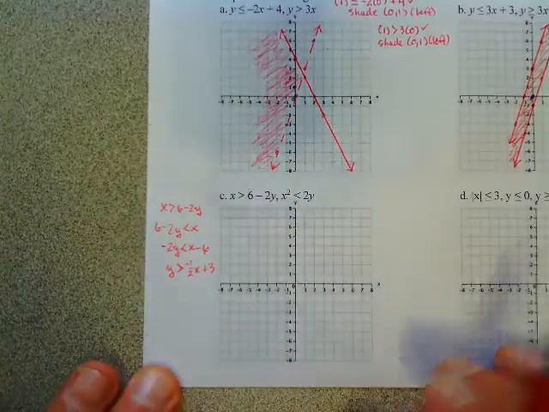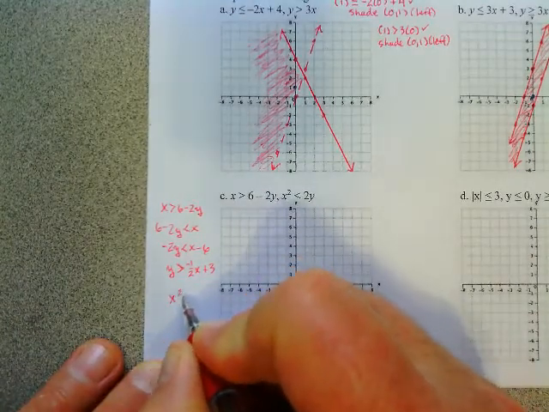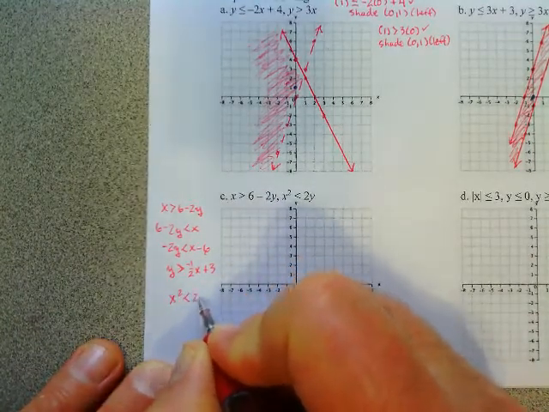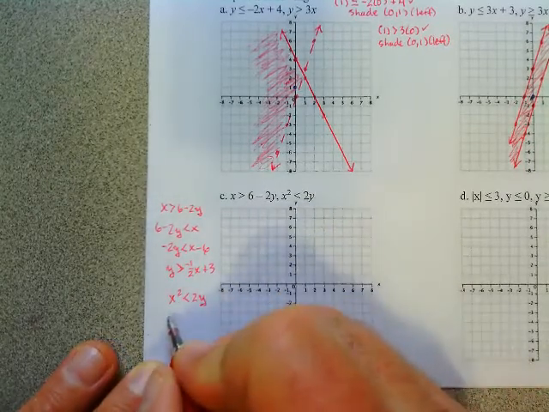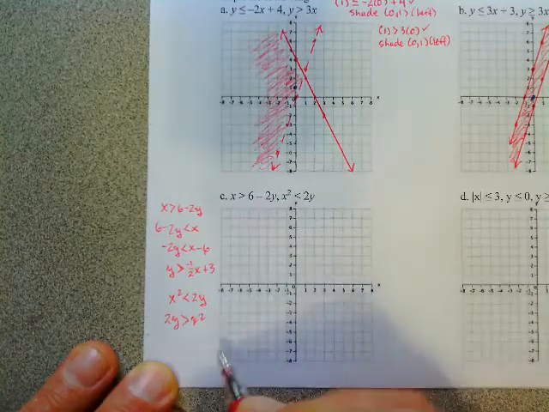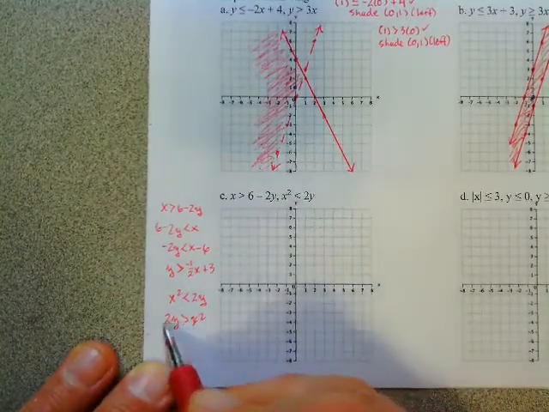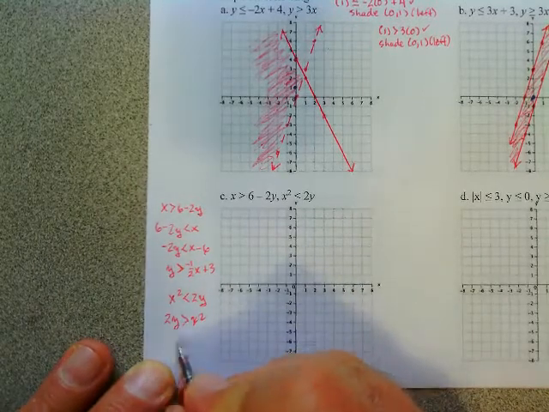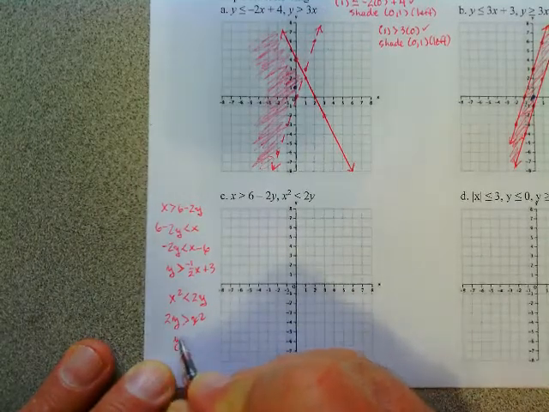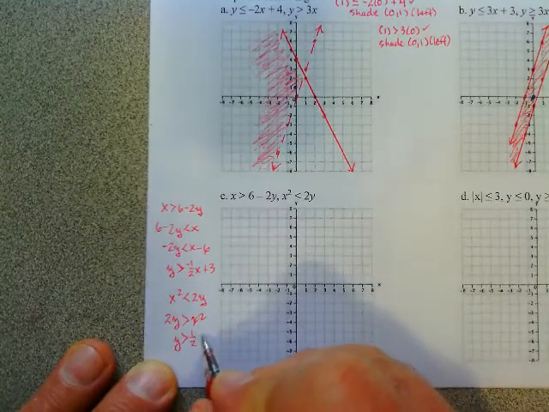For the other one, we have x squared is less than 2y. So again, I'm just going to switch it around. So 2y has to be greater than x squared. Again, the big side of the symbol still faces the 2y. Divide both sides by the 2, and so I have 1/2 x squared.